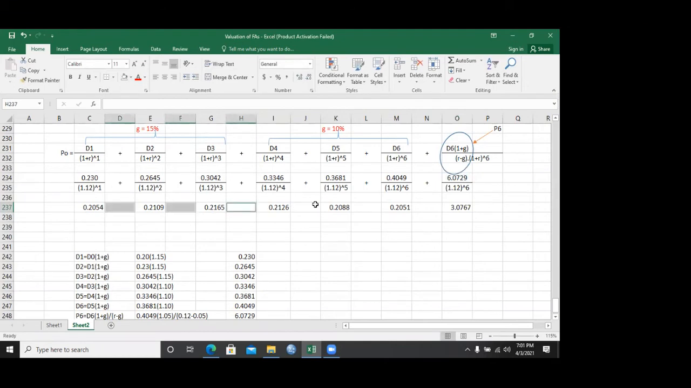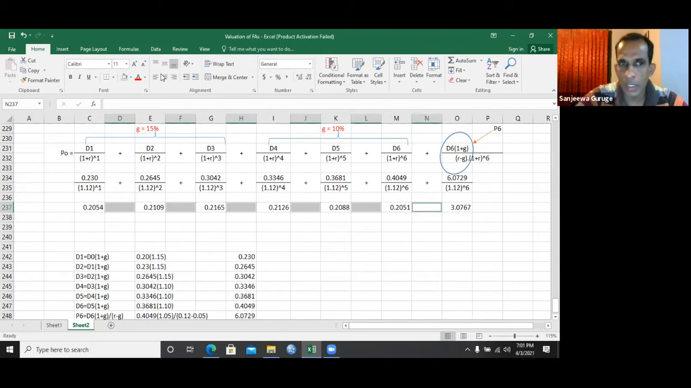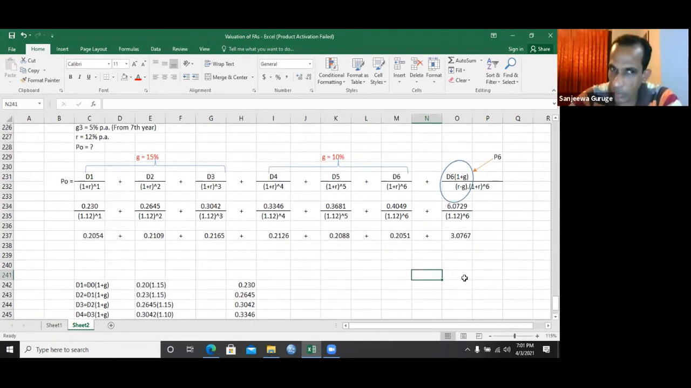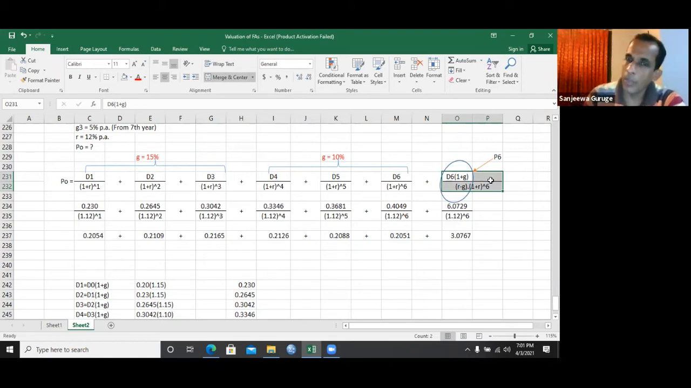So then when you get the total of these values, that is the fair value for this share. Sanjeeva sir, I'm sorry, the last part, why are we discounting it by 6 years without taking 7 years? Because this constant growth starts from the 7th year. The calculation we did is with respect to the 7th year, but we apply the constant growth model to the 7th year. When we do that, we are getting the price at which point?